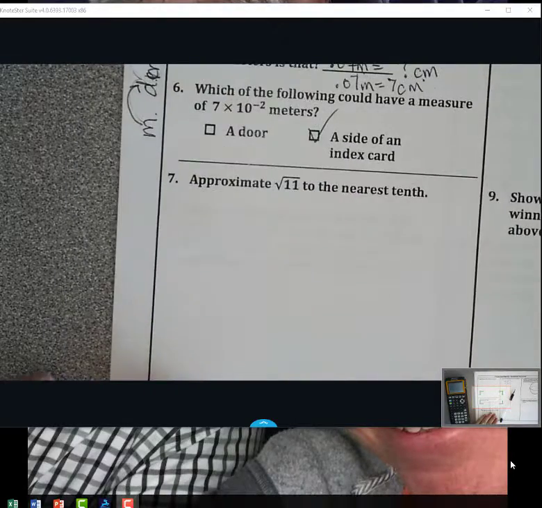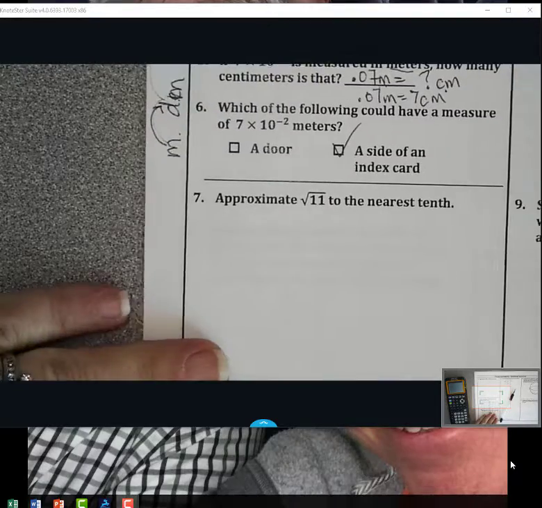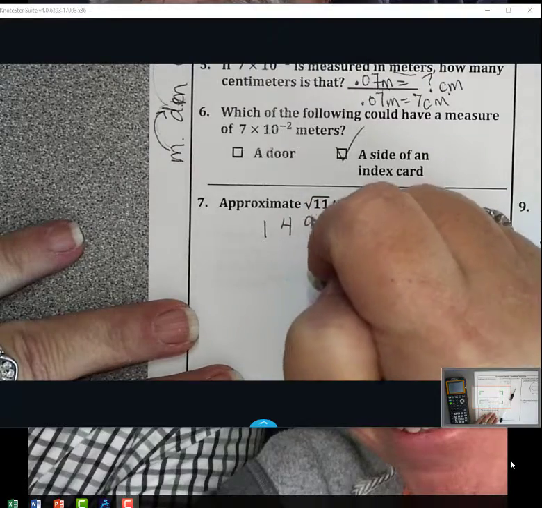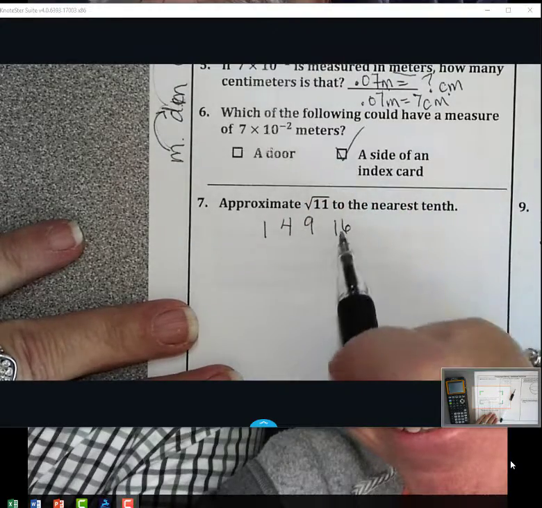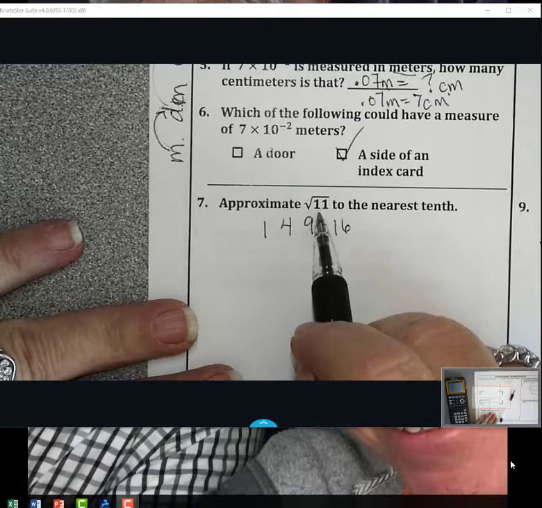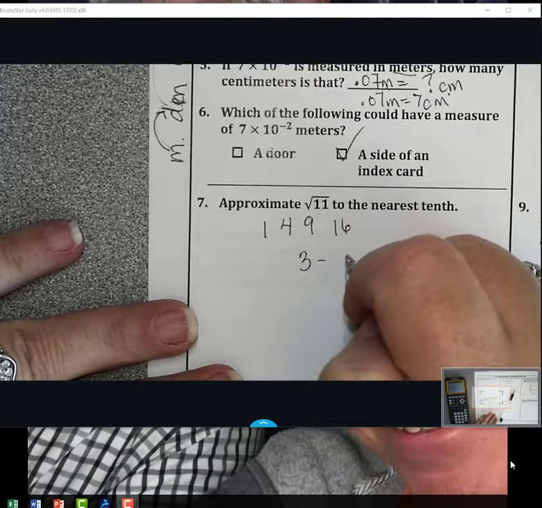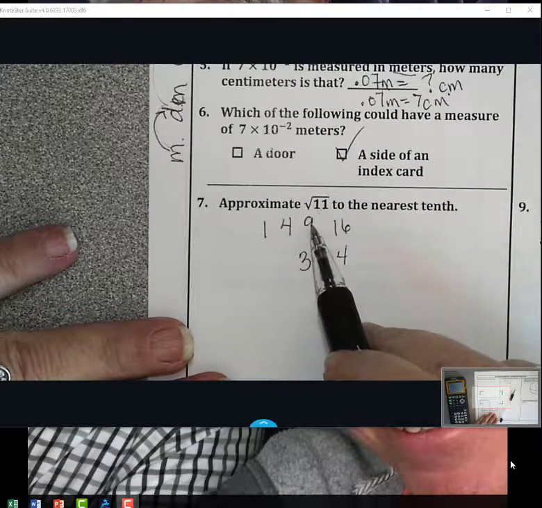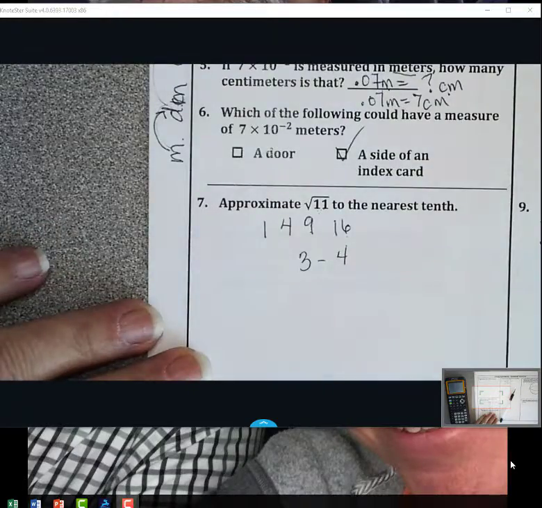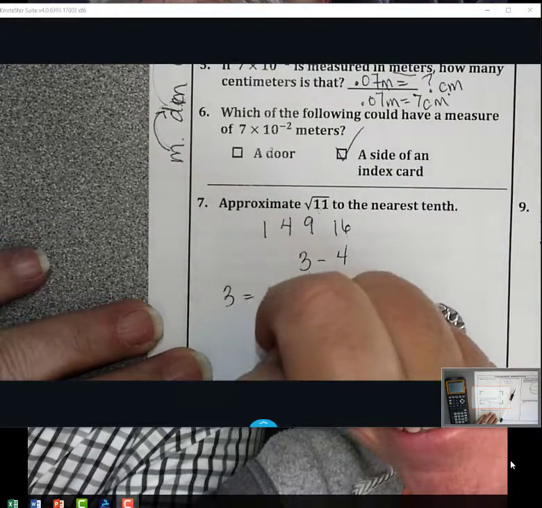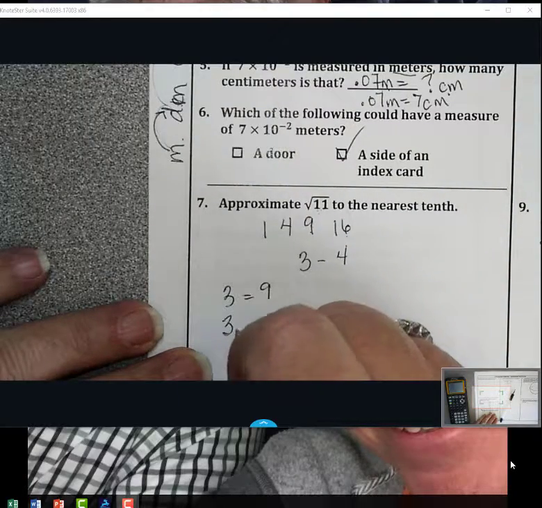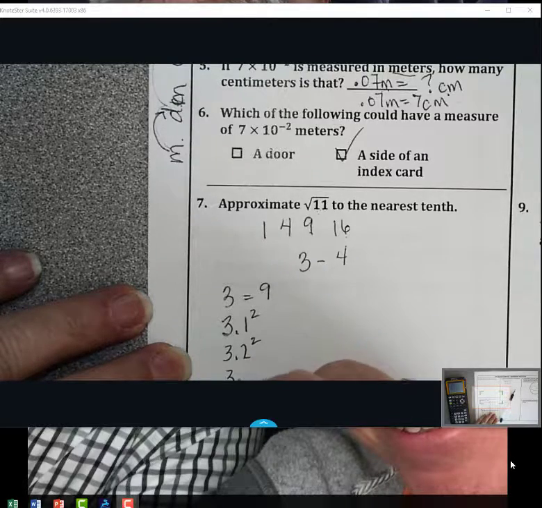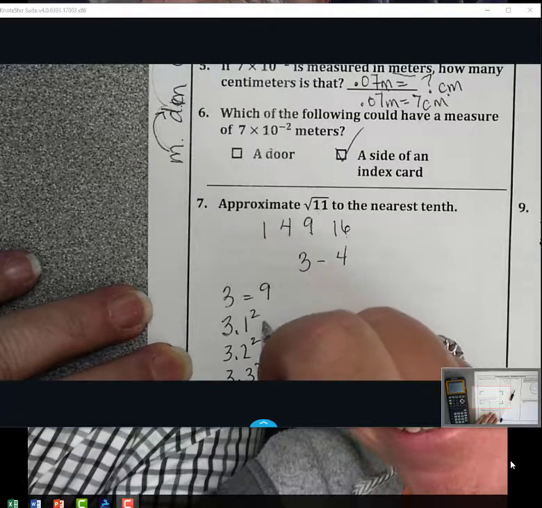Approximate the square root of 11 to the nearest tenth. So 1 squared is 1, 2 squared is 4, 3 squared is 9, 4 squared is 16. If I approximate this to the nearest tenth, it's somewhere between the numbers 3 and 4. 11 is definitely closer to 9 than it is to 16. So I'm not going to guess 3 because I already know that's 9, but I'll check 3.1, 3.2, 3.3.